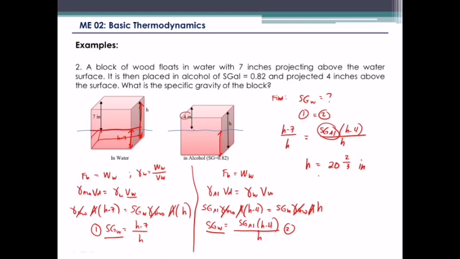And so, we now have H, and then from equation 1, our SG of wood now is 20 and 2/3 minus 7 over 20 and 2/3. So, what is the answer? 0.66. 0.66.